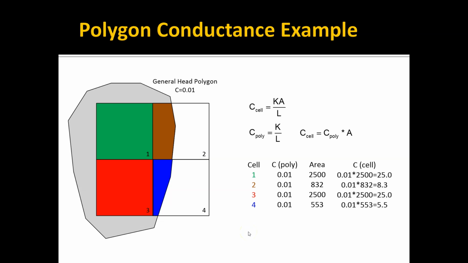The beauty of this, once again, is GMS computes the area for you, which is the hardest part to calculate in this equation, and all you have to do is come up with an estimate of the hydraulic conductivity and the vertical thickness of the sediments, and everything else is carried out for you.